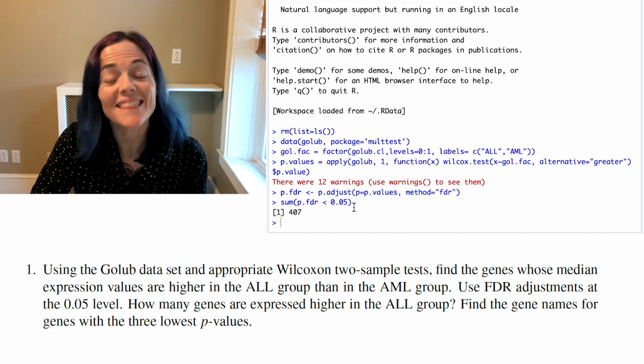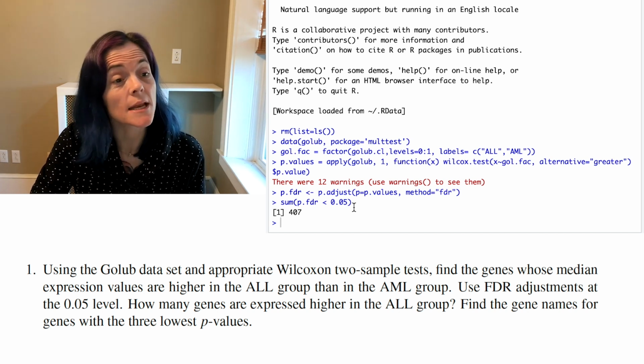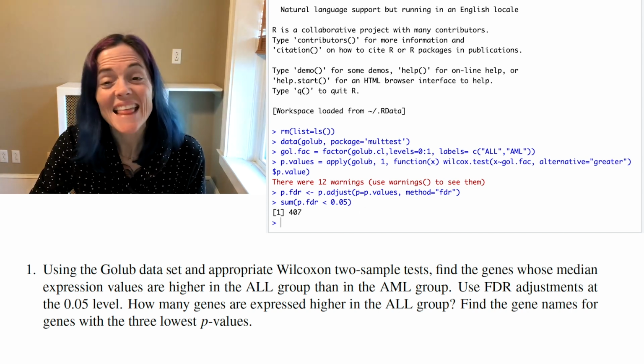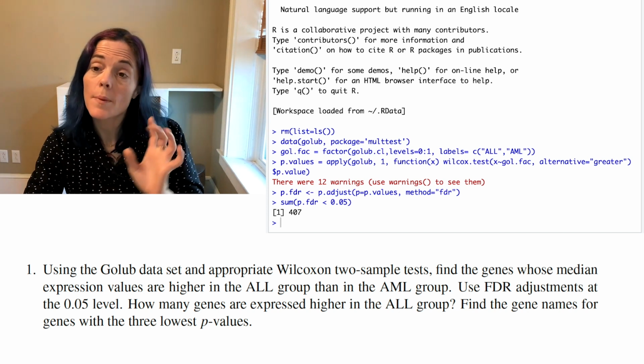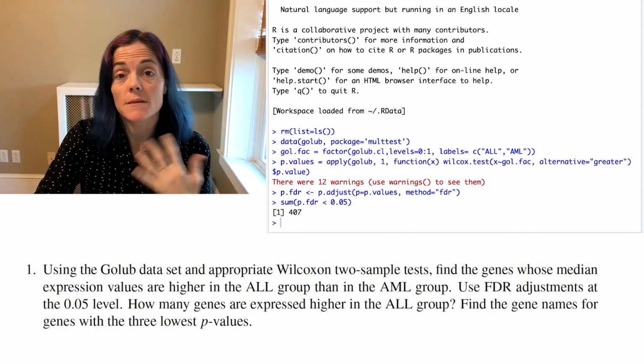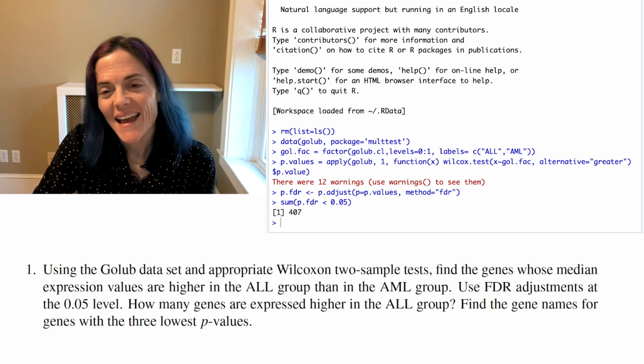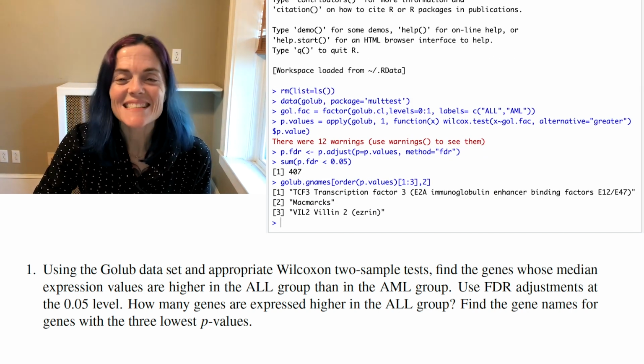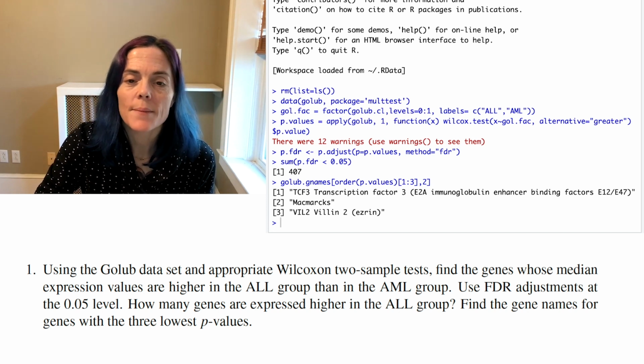Okay, well, the only thing left in this question: find the gene names for the genes with the 3 lowest p-values. The gene names are in the Golub.gnames matrix, and so we can find them here. Fantastic. Let's move on to number 2.